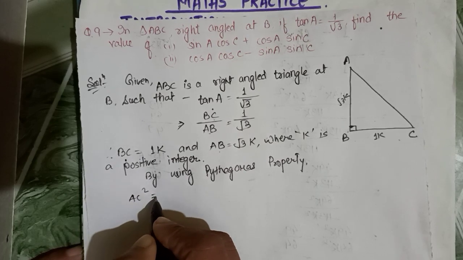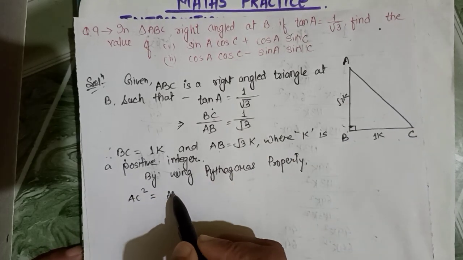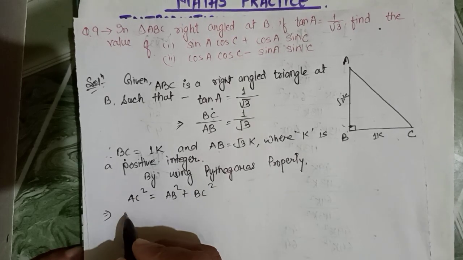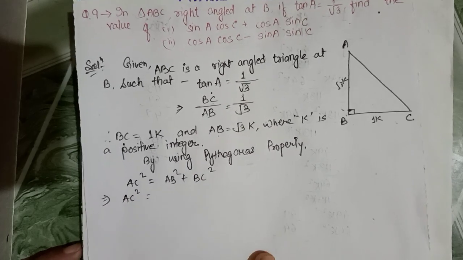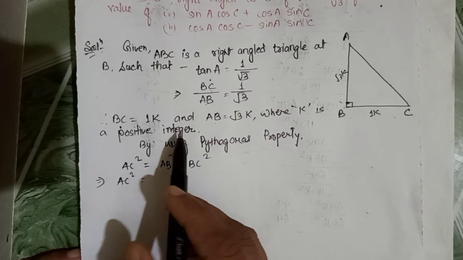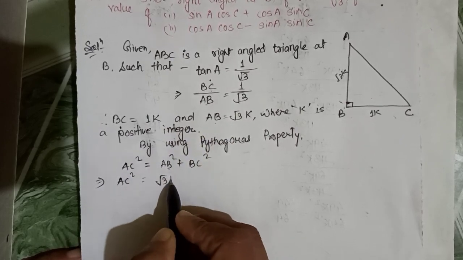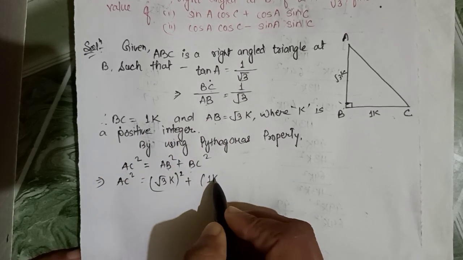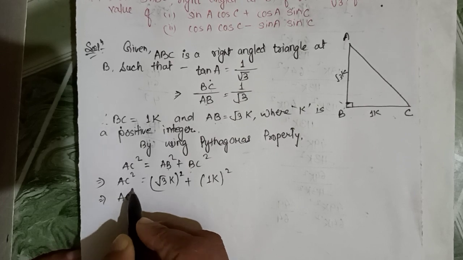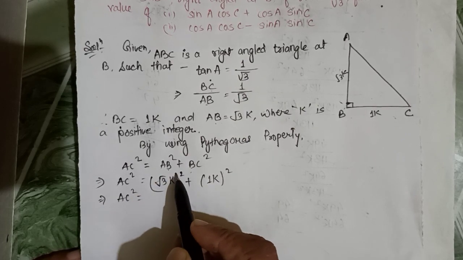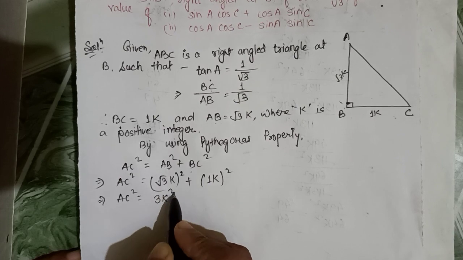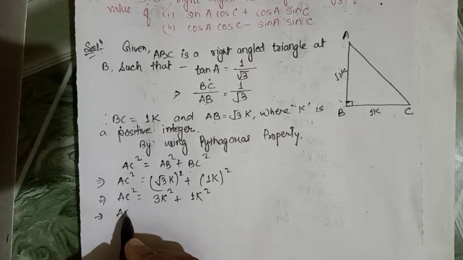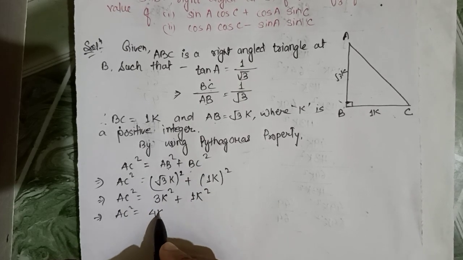So AC square equals height square, height is AB, AB square plus BC square. We do not have the value of AC, so we will write it AC only. AB is root 3k, so root 3k whole square plus BC, BC is 1k whole square. AC square equals, root and square get cancelled, so it will be 3k square plus 1k square. This implies AC square equals 3 plus 1, it will be 4k square.